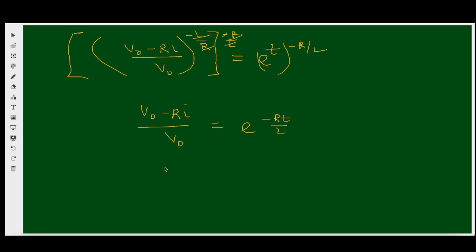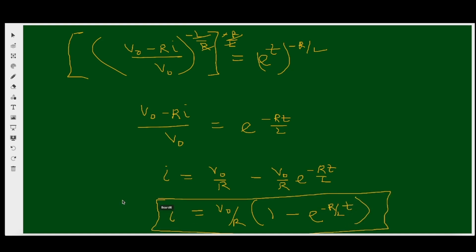And what does that mean? It means that if I make i the subject of the formula, I will have i equals V naught over R minus V naught over R e raised to the power minus Rt over L, which is the same thing as V naught over R into brackets 1 minus e raised to the power minus R over L t. And this actually contains two parts.